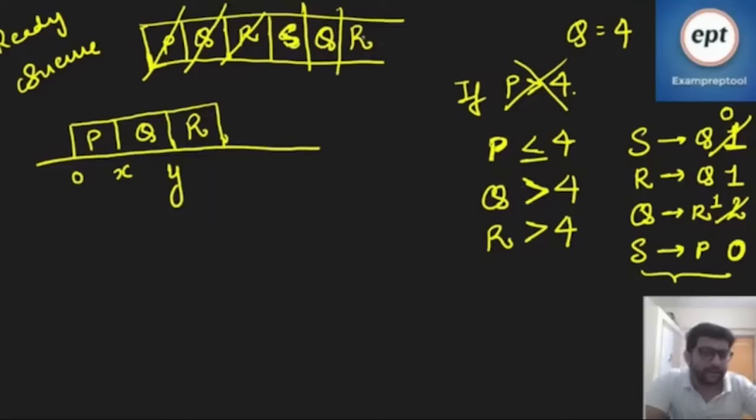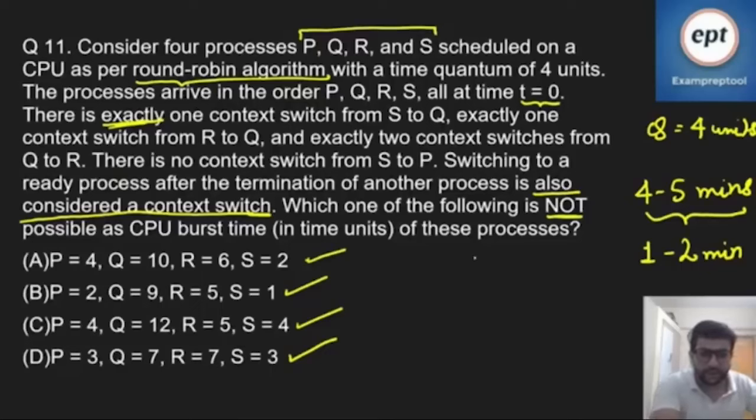However, we know that there are no context switches from R to S. Hence, we can say that this process S will not be added to this ready queue again. So the process executes first and then it will not be added to the ready queue again. This means that the burst time of the process S should be less than or equal to 4, right? So let's try to eliminate the options again. We can see that all the options have the burst time of S less than or equal to 4.